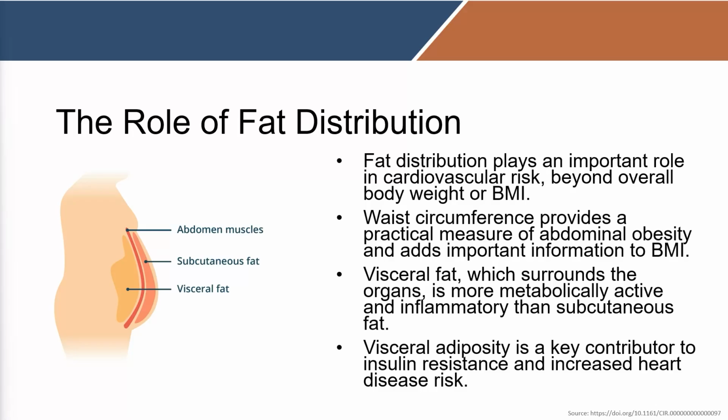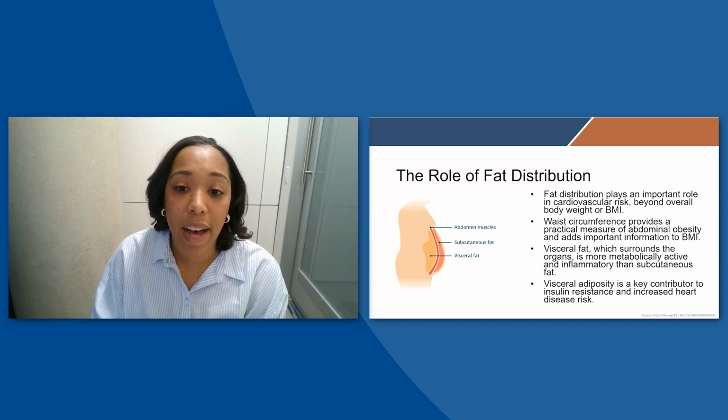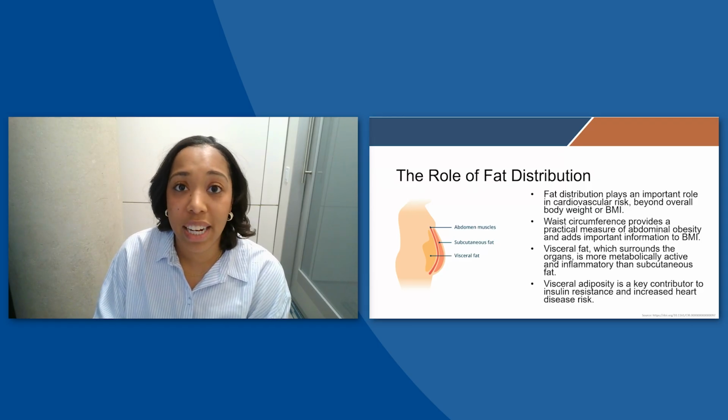Visceral adipose tissue refers to the fat that surrounds the internal organs, and this type of fat can be particularly concerning, especially when we're talking about cardiovascular disease, because it's more metabolically active and inflammatory than the subcutaneous fat. That's the fat that's stored underneath the skin. Visceral fat can play a significant role in driving things like insulin resistance and chronic inflammation, and that's what can increase cardiovascular risk.